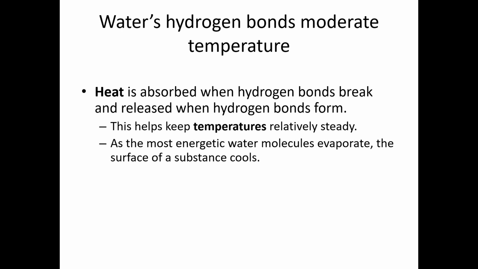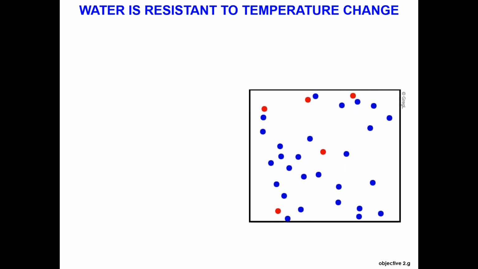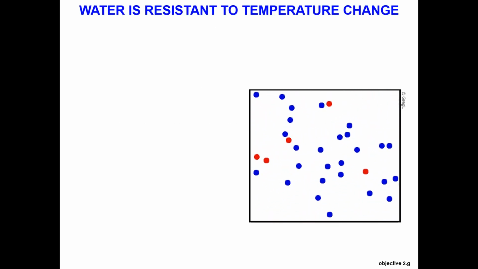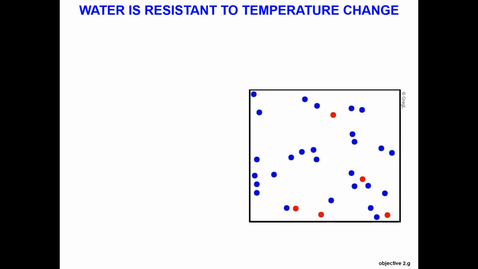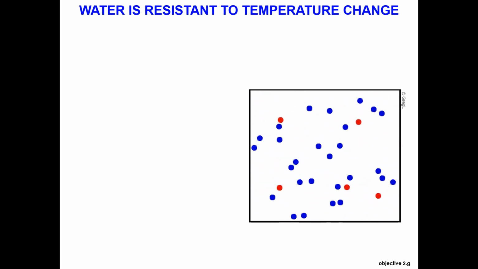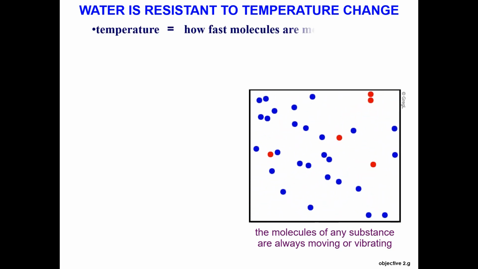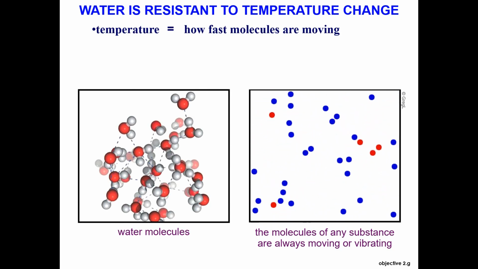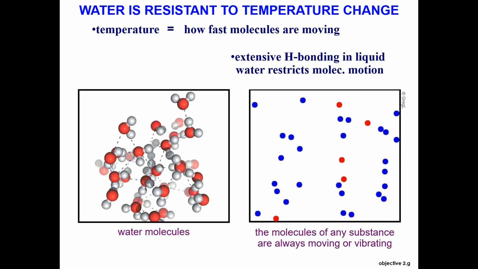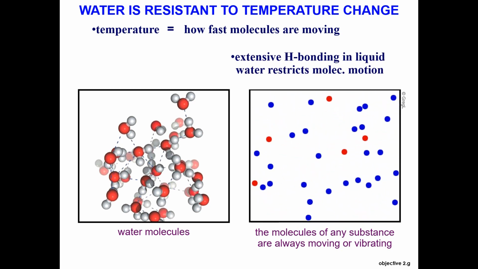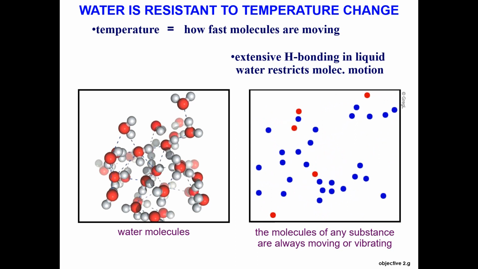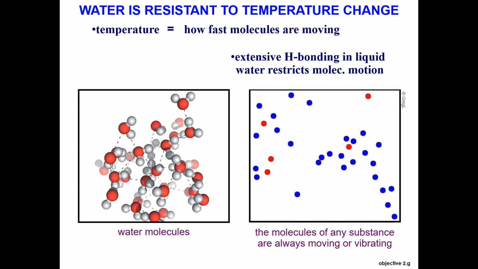So, how can hydrogen bonds do this? Well, temperature is essentially how fast molecules are moving. Extensive hydrogen bonding in liquid water restricts molecular movement by binding all of the water molecules together. The molecules of any substance are always moving or vibrating, but this restriction prevents the temperature from rising higher until the hydrogen bonds are broken.